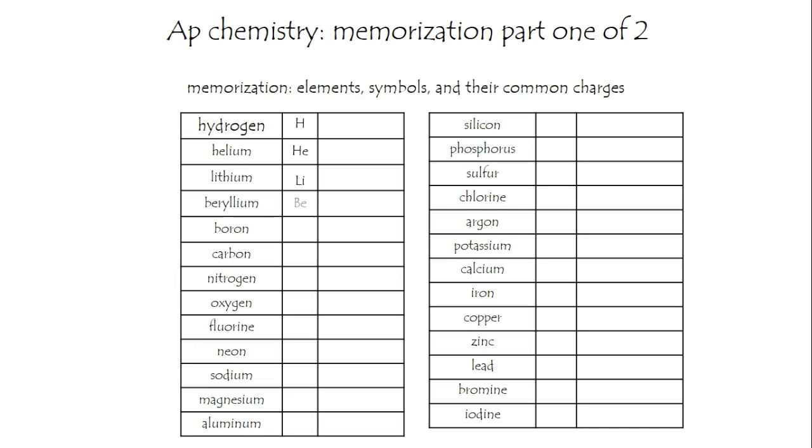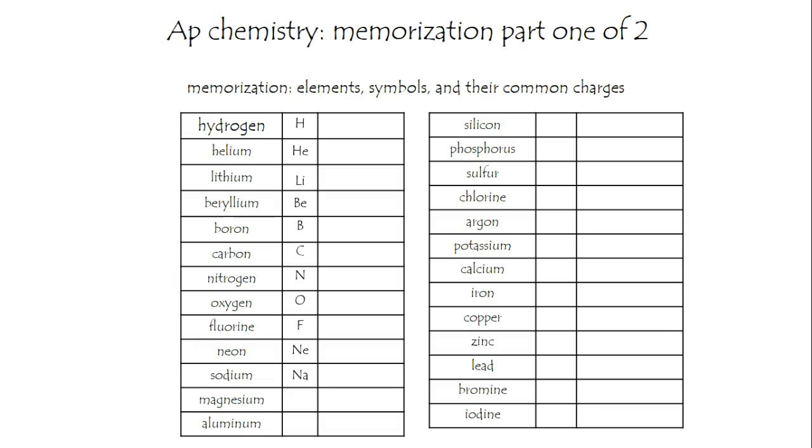Beryllium, Be. Boron, C. Carbon, C. Did I say boron was C? Boron, B. Carbon, C. Nitrogen, just N. Oxygen, just O. Don't forget it exists as O2, but we're just simply saying what is the symbol. Fluorine, no, Fl is Florida, it's just F. Neon, Ne. Sodium, from the German natrium, Na.